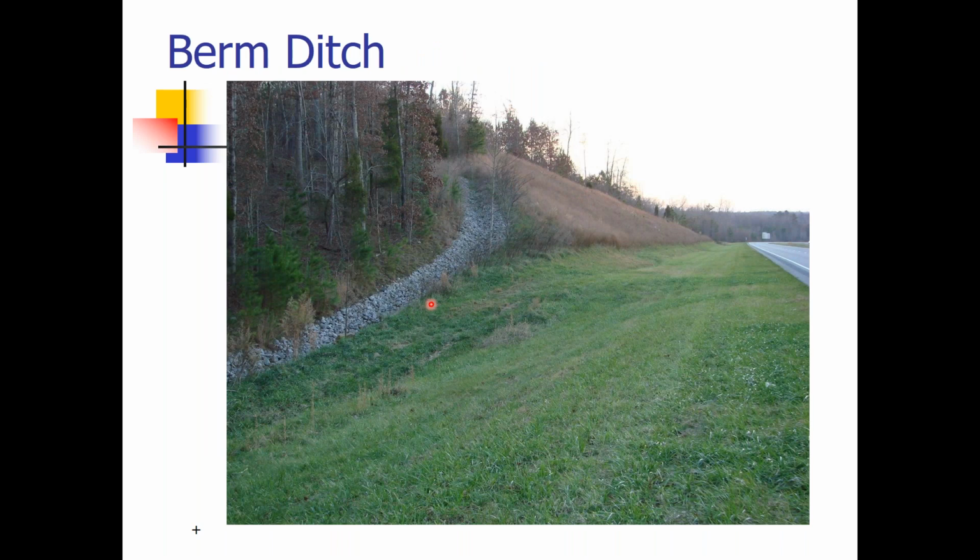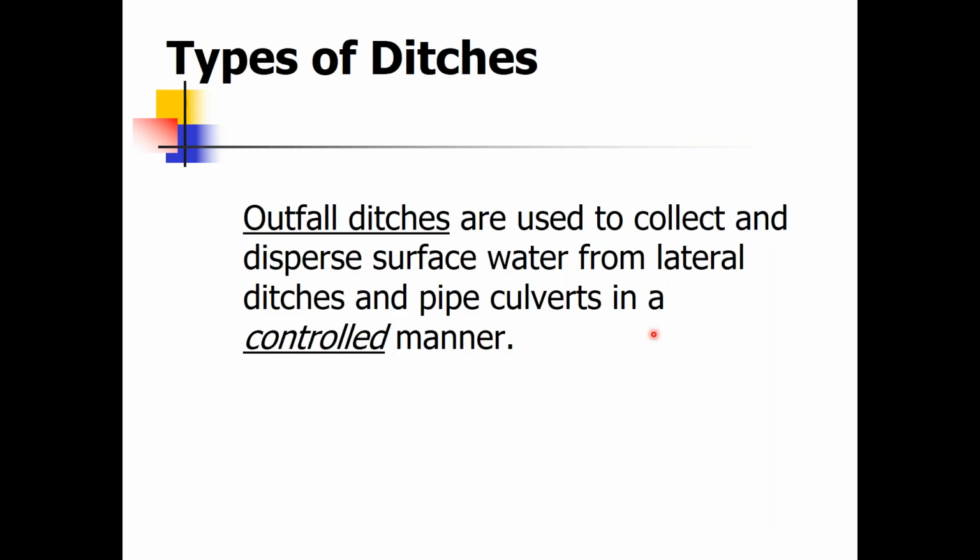Again, here's an example of a berm ditch. If the water gets into this area, it's going to have to rain probably 40 days and 40 nights to get the water back up that area and onto the roadway. So that's why we put it, again, high enough that the water will not come over the top.